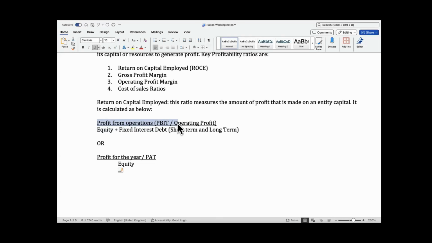And it measures the amount of profit that is made on an entity's capital. And of course, the higher, the better. The higher this ratio, the better. A company that is doing 30% is better than a company that is doing 10%. It is better.